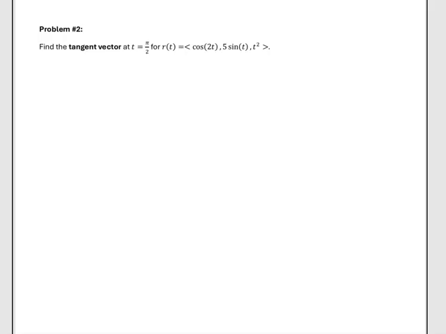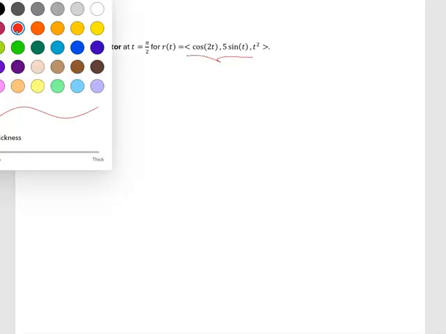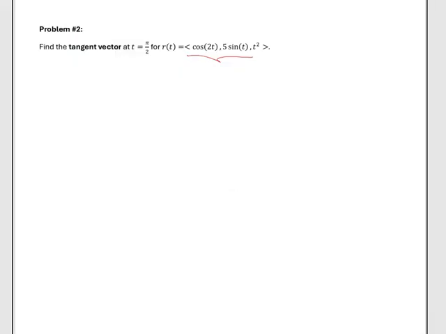So for instance, let's take a look at problem 2. In problem 2, we're given an actual vector valued function. They want us to do a couple of evaluations. In this case, the tangent vector. So the tangent vector is just going to be the derivative.